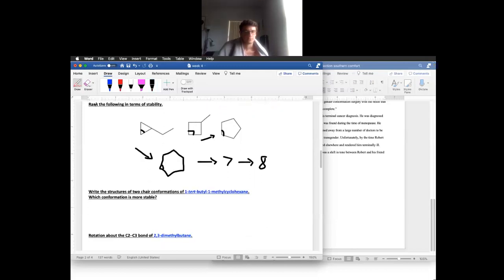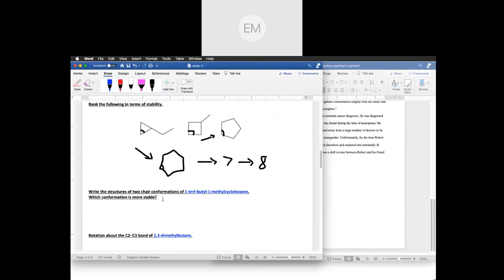Eduardo, you have a point in the sense that if you just draw a planar cyclohexane, that's going to be 120. That's so far away from the 109 that you're looking for. So that's why you do the chair conformation. That chair stability gives you the 109.5 angle that you're looking for.